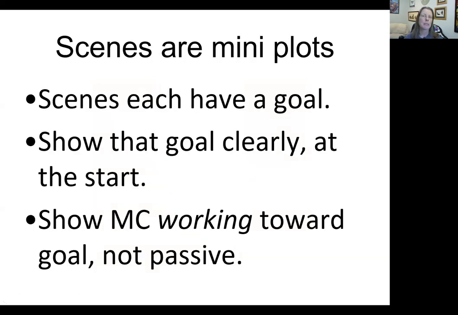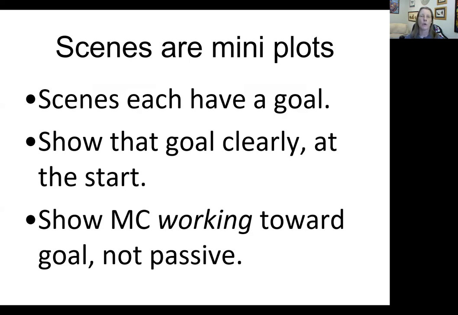Scenes should almost be like short stories in themselves. So your novel or other product as a whole has a character with a goal that they are working to achieve. Each scene should have a goal for that character as well. It may be a piece of the larger goal. So they want to get to this end point, but they need to go through multiple steps to get there. So a scene may have them working on one of those steps.